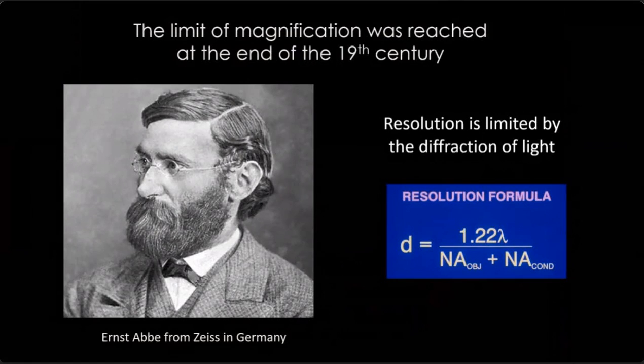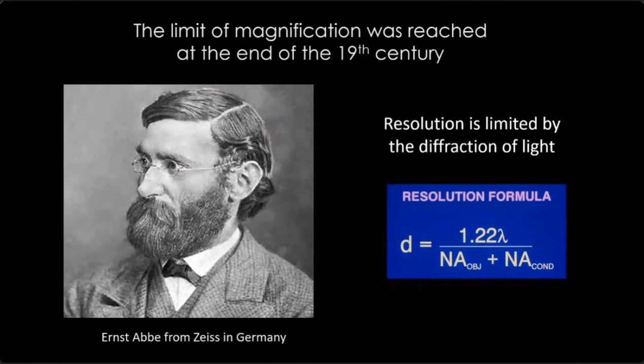Ernst Abbe from Zeiss Microscopes discovered that the limit of the magnification or resolution was reached at the end of the 19th century, and he showed that it's limited by the diffraction of light. He came up with the first really good formula for d, meaning distance, the smallest distance between 2 dots that you can still resolve as 2 dots and not 1 dot. That's the definition of resolution: being able to see 2 objects as 2 objects, not 1 object.